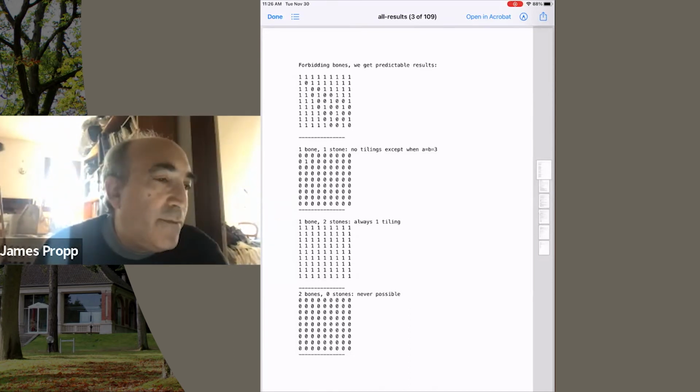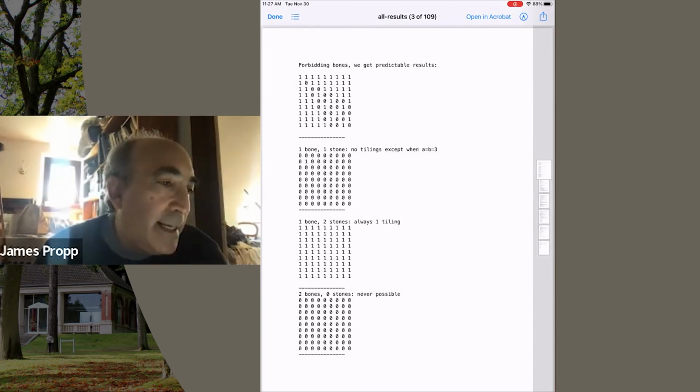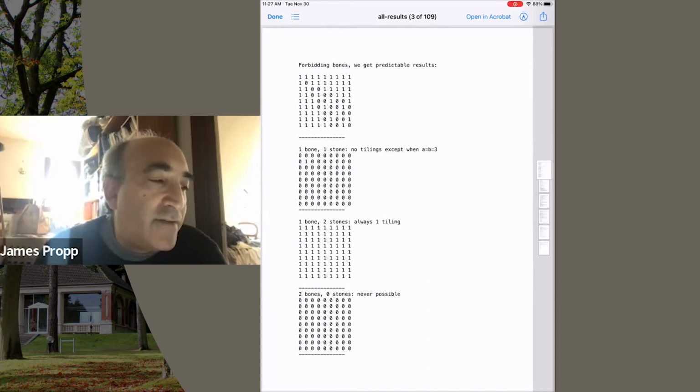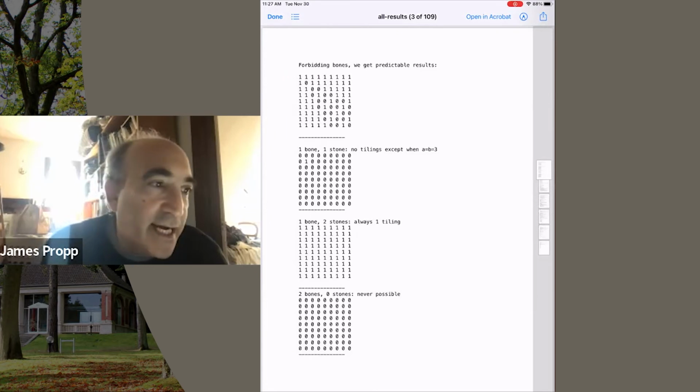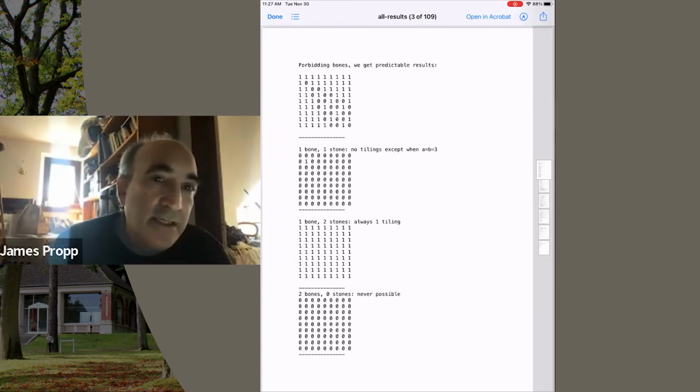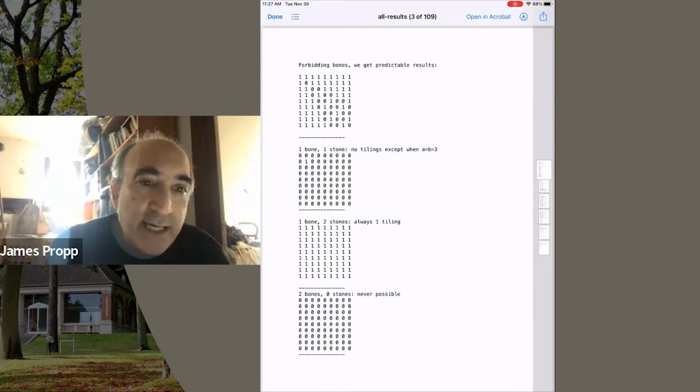So if we forbid bones entirely, we get just regions that can't be tiled and regions that can be tiled. If we allow one kind of bone and one kind of stone, actually, let me just back off a step. What kinds of interesting subsets of the prototile set might we look at? So I want to remind you that the allowed tiles are two orientations of these things that I call stones, which are triangles, which can either point up or point down.